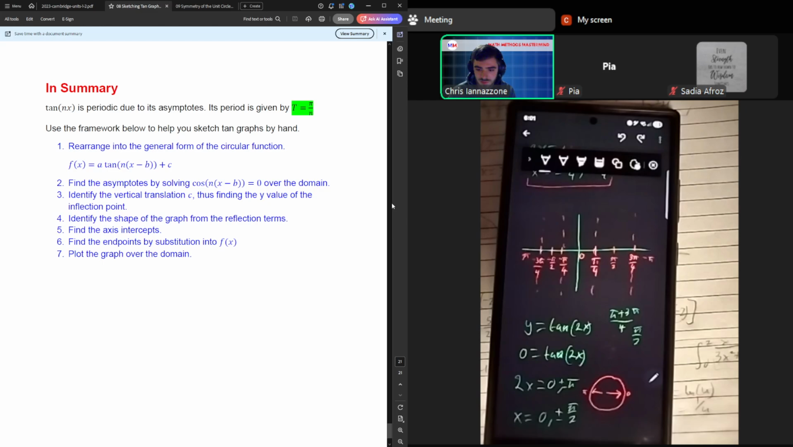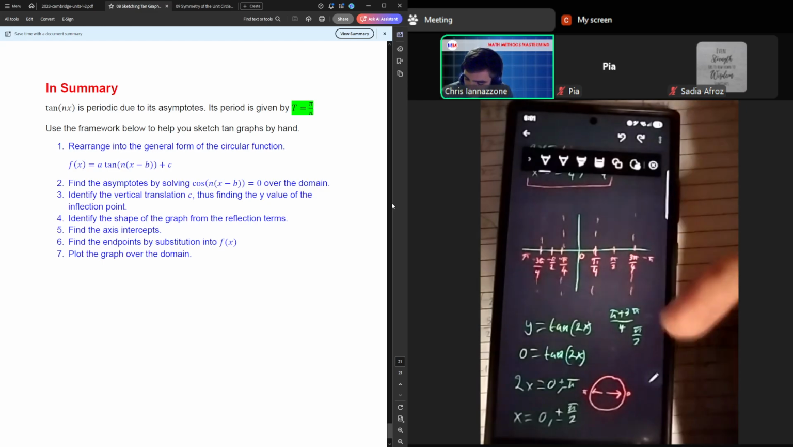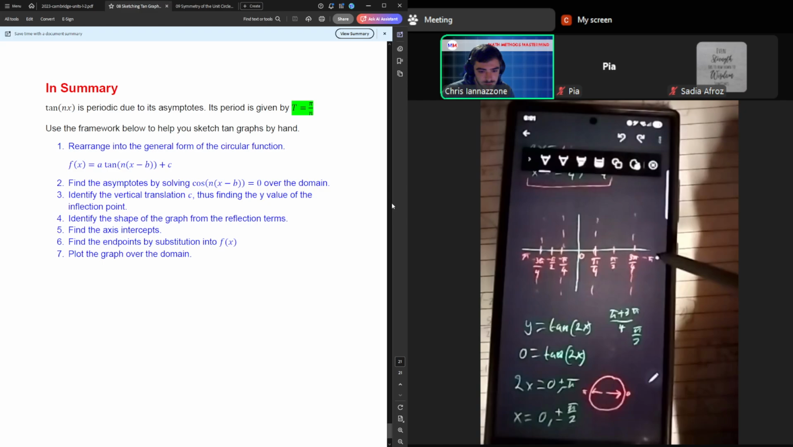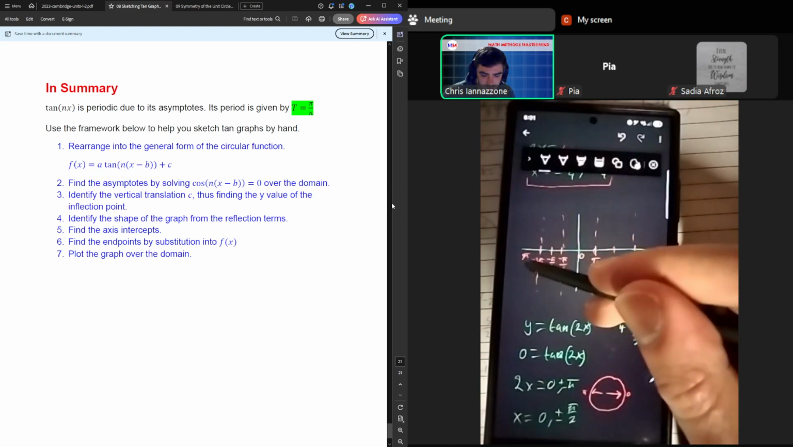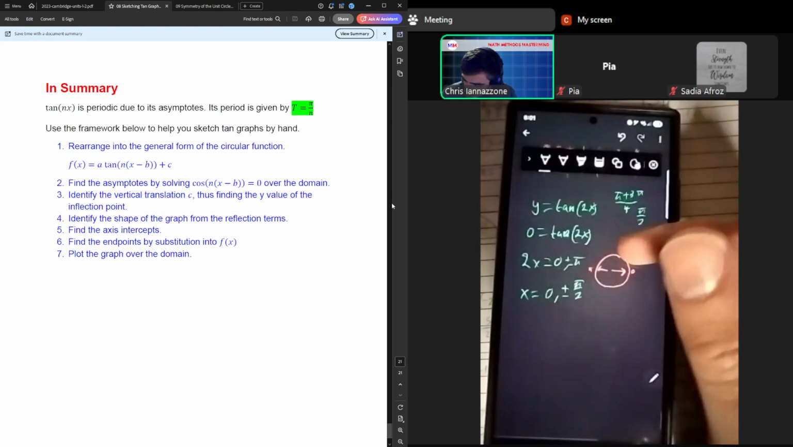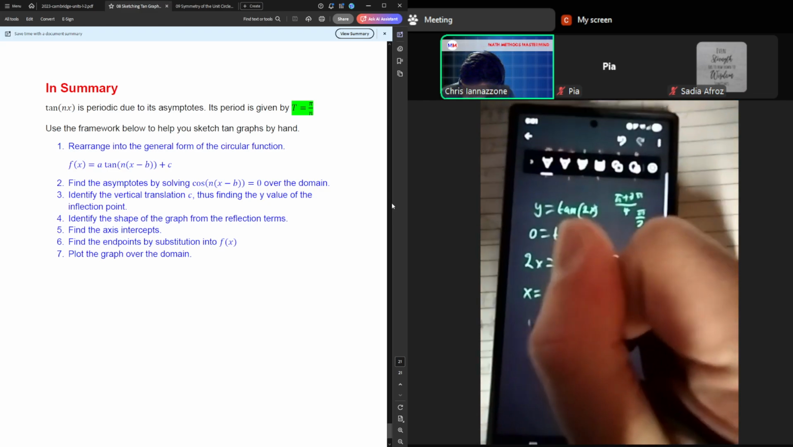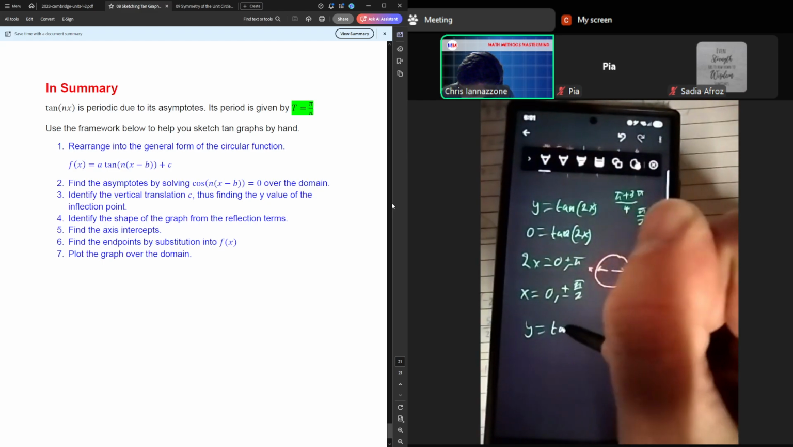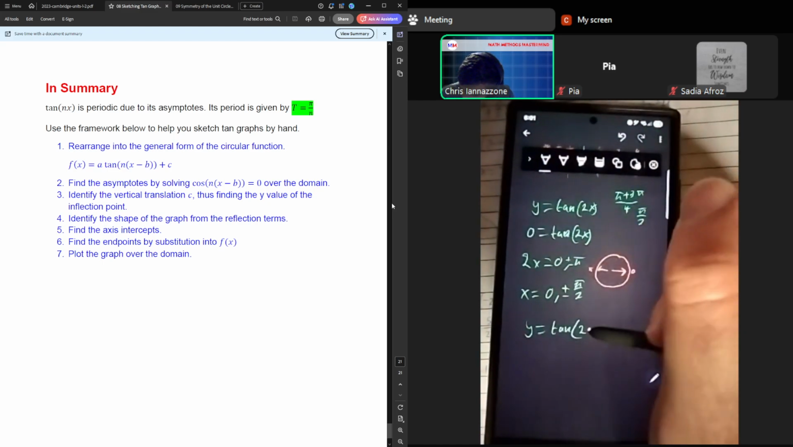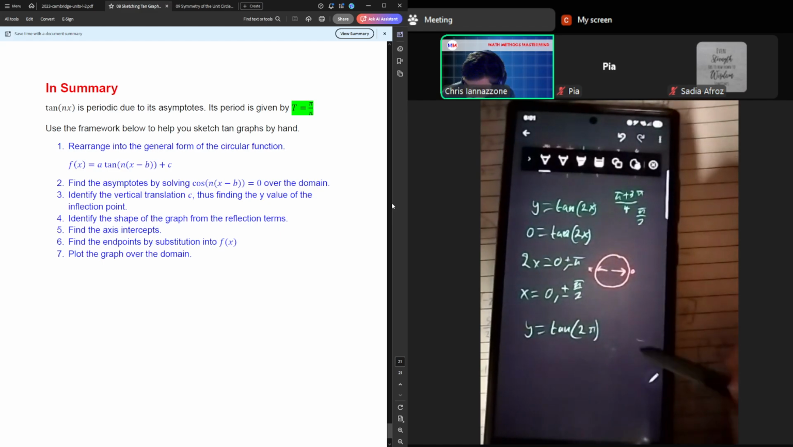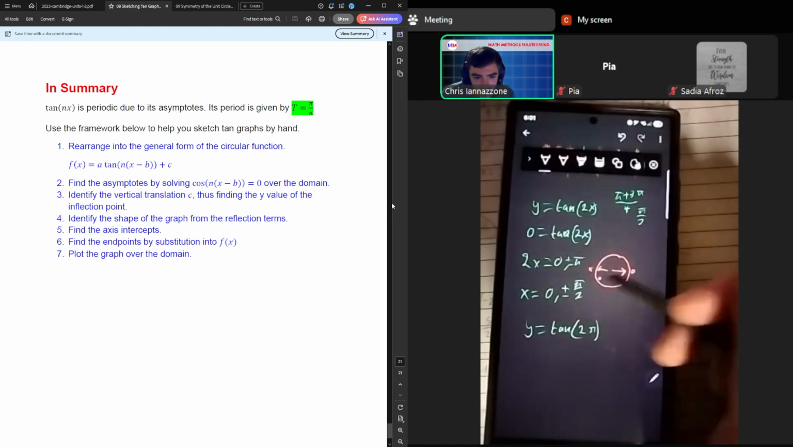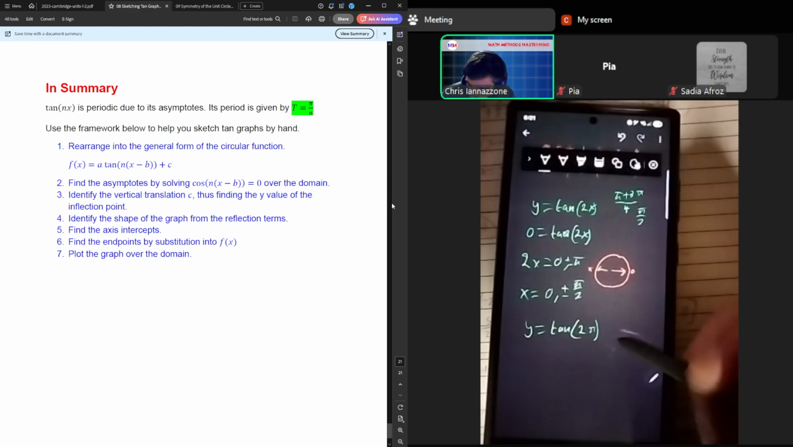Sub in negative pi and pi. Correct. Whenever you have endpoints for any graph, you just take that x value and plug it in. So the first one would be y equals tan 2 times pi, because it's x equals pi. And tan 2 pi, well, based on what we were discussing earlier, 0 pi, 2 pi, 3 pi, all those are going to be 0.